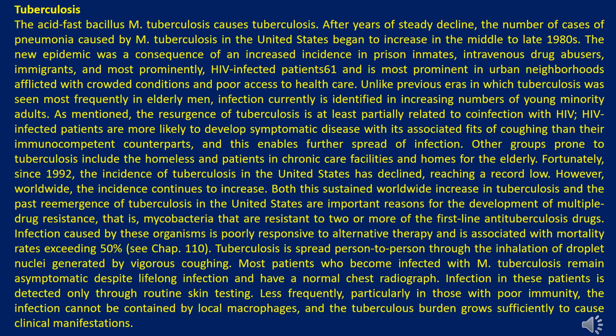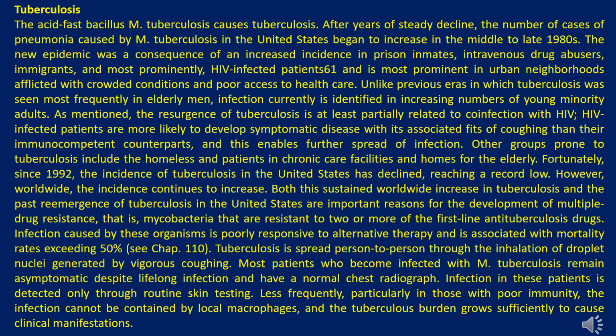Fortunately, since 1992, the incidence of tuberculosis in the United States has declined, reaching a record low. However, worldwide, the incidence continues to increase. Both this sustained worldwide increase in tuberculosis and the past re-emergence of tuberculosis in the United States are important reasons for the development of multiple drug resistance, that is, mycobacteria that are resistant to two or more of the first-line antituberculosis drugs.